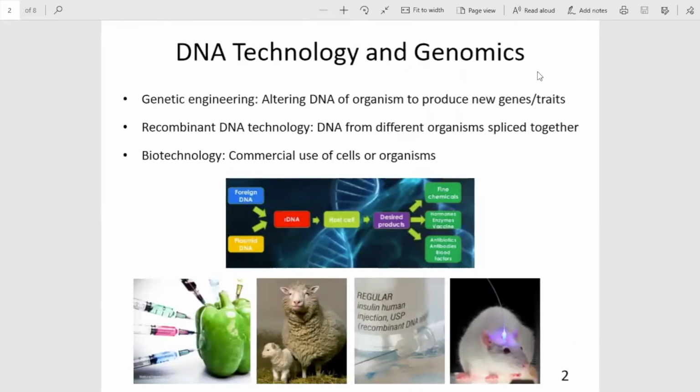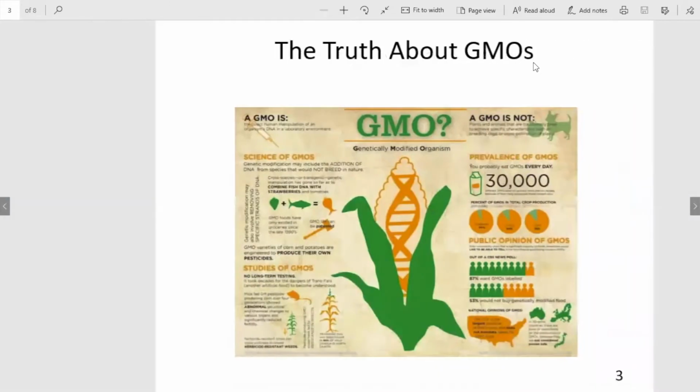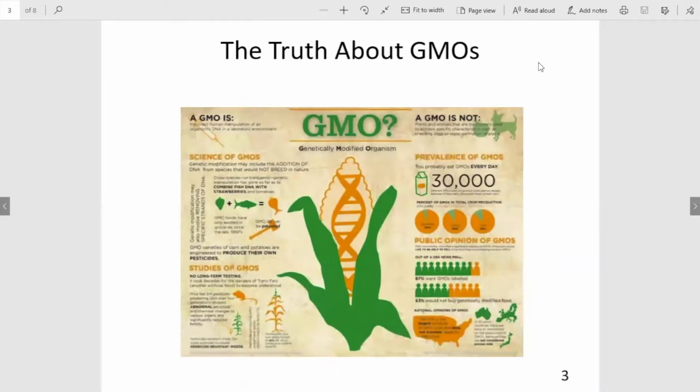Chapter 15 presents various DNA technologies. We are going to begin our discussion by looking at GMOs, or genetically modified organisms. I'll let you read through the information on slide 3 on your own.